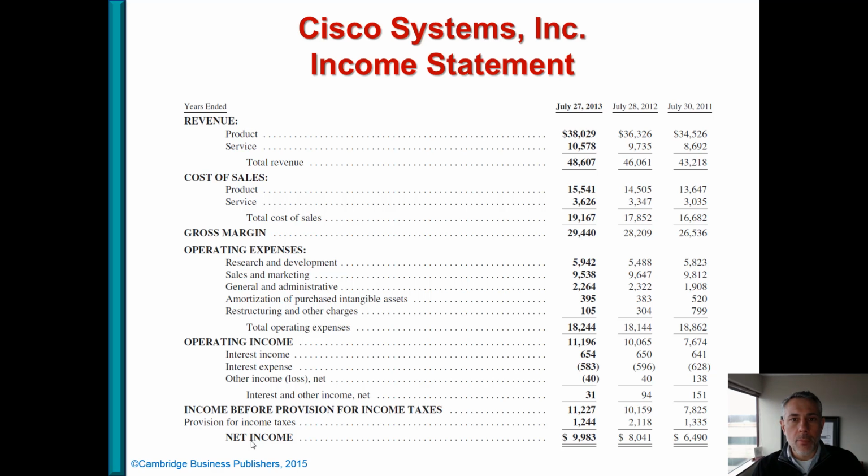Moving on, Cisco's income statement here, presented for the last 3 years. See revenue, cost of sales, gross margin. Very typical looking income statement.